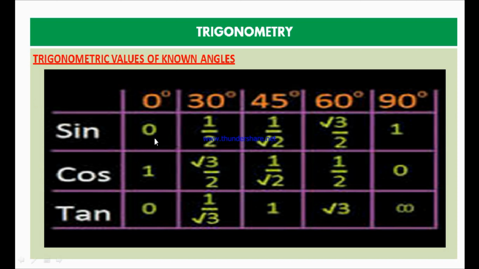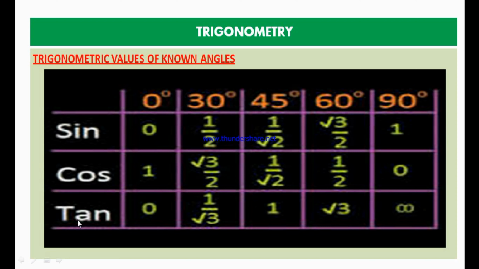Sin 0 is 0, sin 30 is 1 by 2, sin 45 degrees is 1 by root 2, sin 60 degrees is root 3 by 2 and sin 90 degrees is 1. If we write them in reverse order, you will get cos values. Cos 0 degrees is 1, cos 30 degrees is root 3 by 2, cos 45 degrees is 1 by root 2, cos 60 degrees is equal to 1 by 2 and cos 90 degrees is equal to 0.